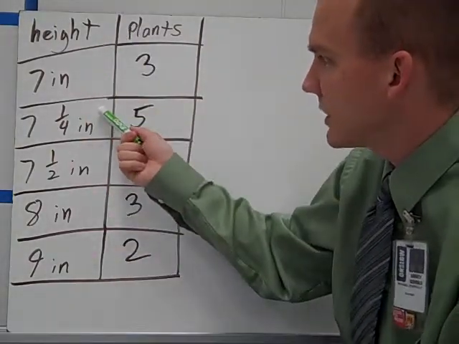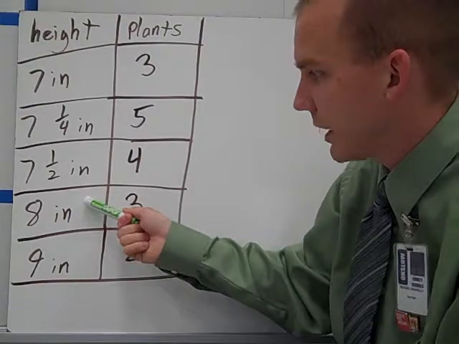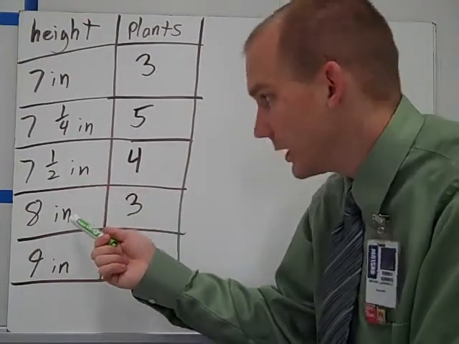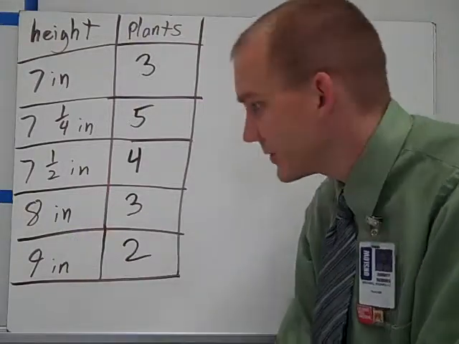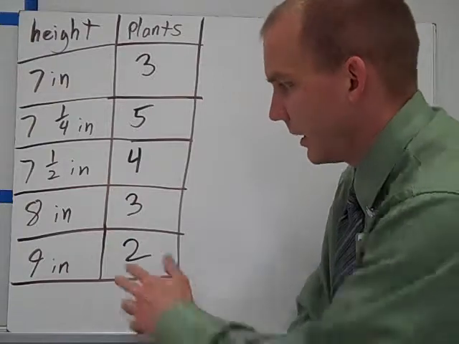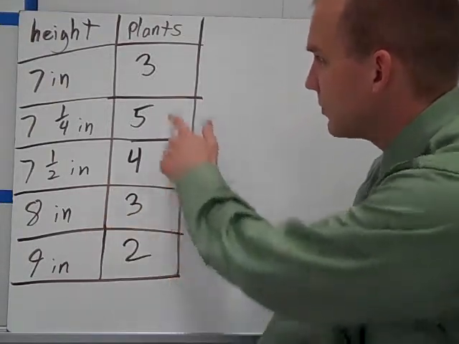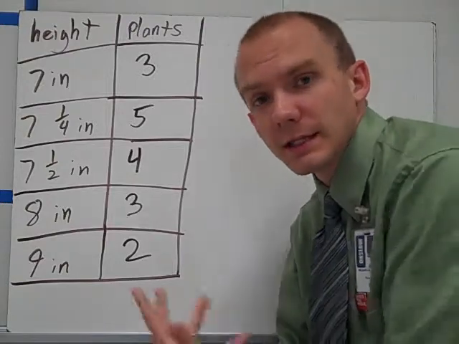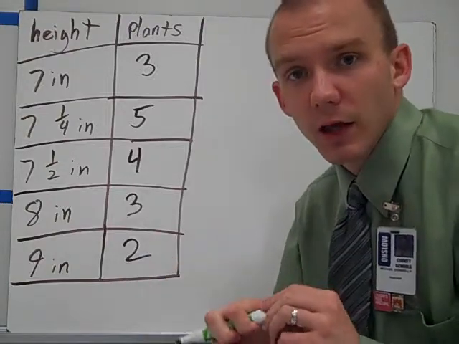I got 7 inches, 7 1/4, 7 1/2, 8 inches. Notice I didn't get anything between 7 1/2 and 8 inches, so that would be 7 3/4, and 9 inches. So again, nothing between 8 and 9, but I got exactly 8 and 9 inches for a few plants. And it says how many of each type of plant. So what I want to do is take this data and put it into a line plot.